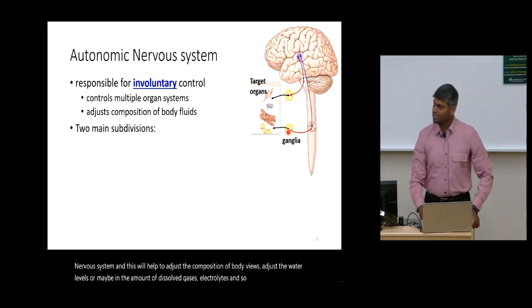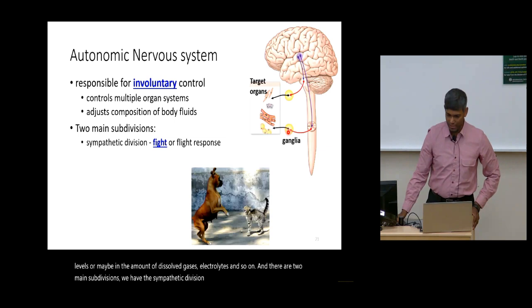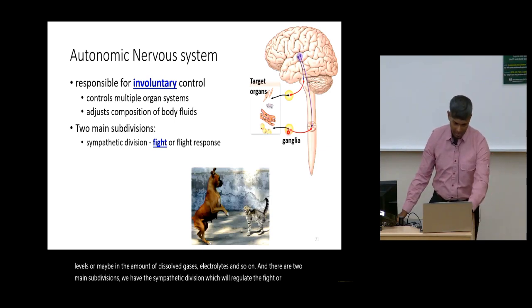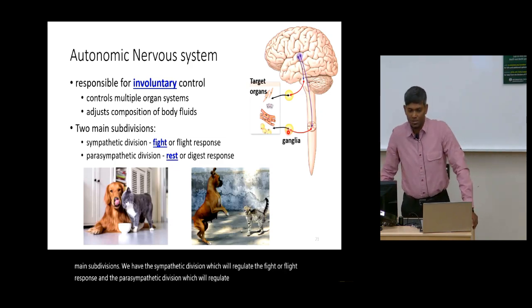And there are two main subdivisions. We have the sympathetic division, which will regulate the fight or flight response, and the parasympathetic division, which will regulate the rest and digest response.